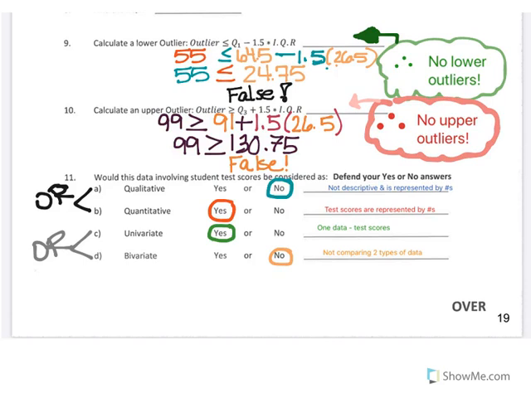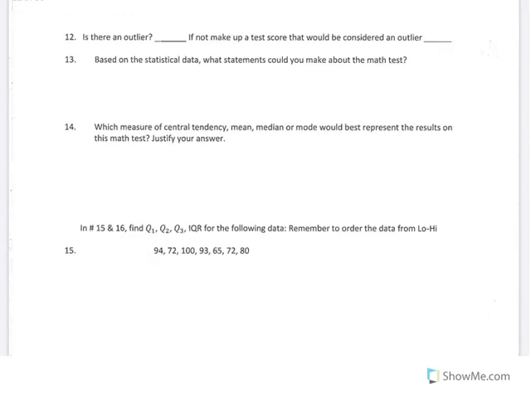Now we're ready to go over to page 20 in our packet to go over the last part of our review. On the back page, it asks, is there an outlier? You're still using the data from question 1, so we've already figured out that no, there is no outlier. Then it says, if not, make up a test score that would be considered an outlier. Looking back at questions 9 and 10, you have to come up with a test score that is either less than or equal to 24.75 or greater than or equal to 130.75.